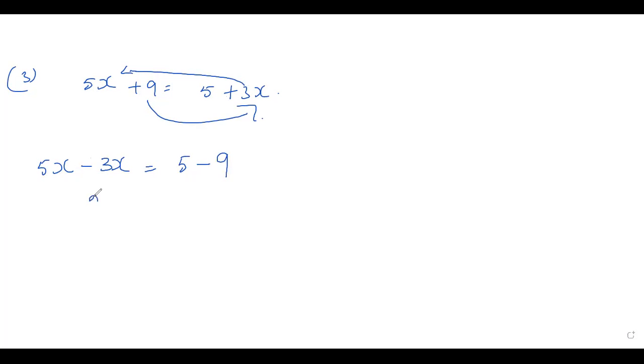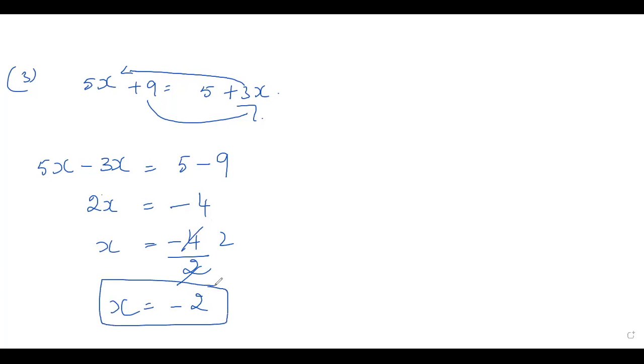5x minus 3x is 2x is equal to, you are subtracting a big number from a small number, so it will be a negative number. 9 minus 5 is 4. 2x is equal to minus 4. So where does the 2 go? It comes to the denominator. Here you are multiplying, if you transpose, it comes to the denominator. You are dividing, 2 ones, 2 twos. That is minus 2. The value of x is minus 2.